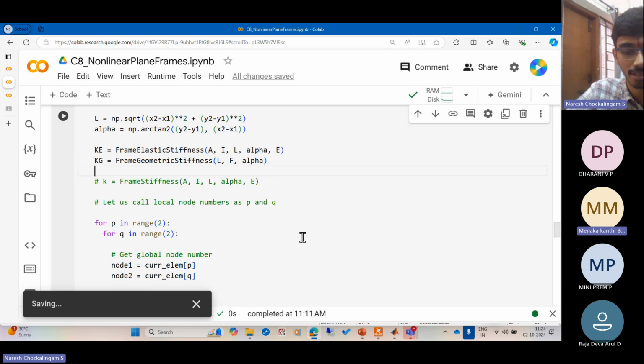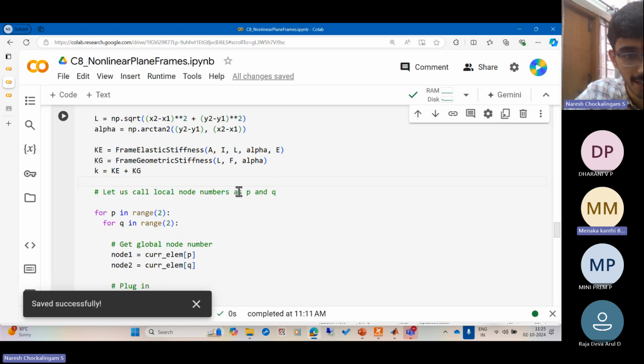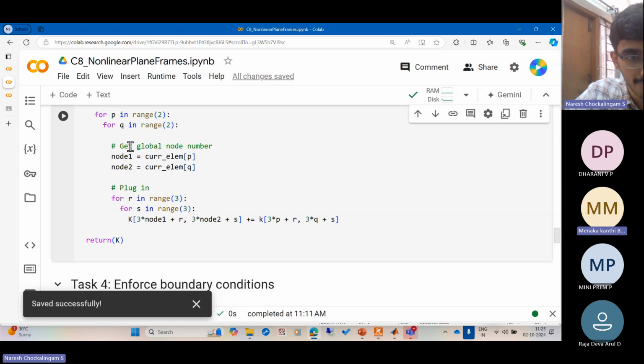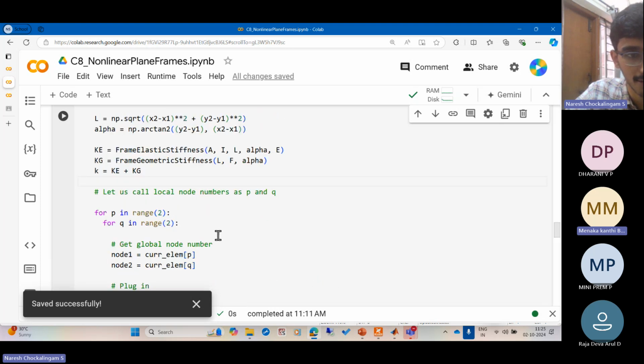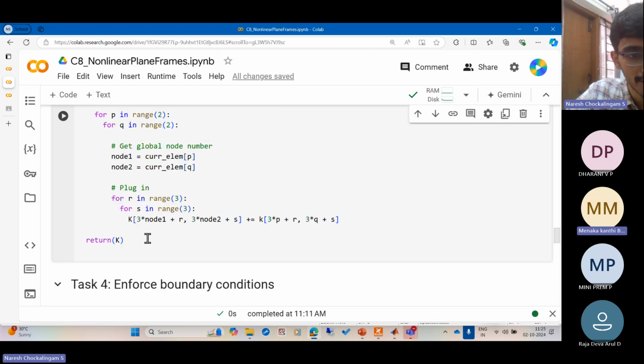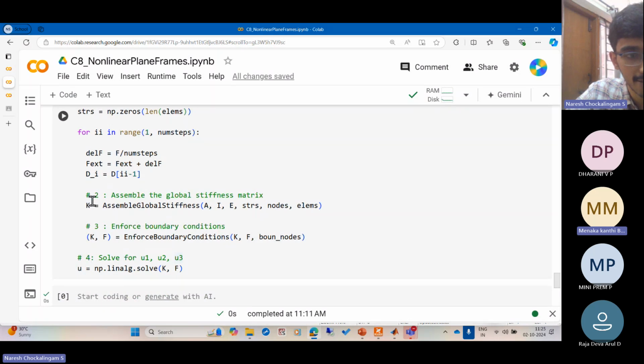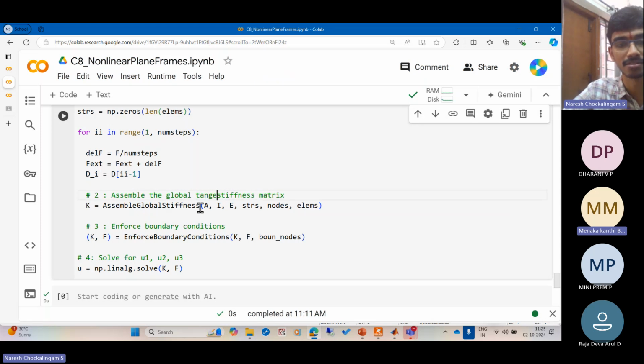Next, what do we do? We'll say something called KT is the tangent stiffness matrix. It is KE plus KG. Or let us call this small k because we don't need to edit the rest of the code, right? This is the tangent stiffness matrix, KE plus KG. So here there's no change. Assembly is exactly the same. So now assembly will be done. After assembling, it will return the tangent stiffness matrix here. Okay, so this is assembling the global tangent stiffness matrix.